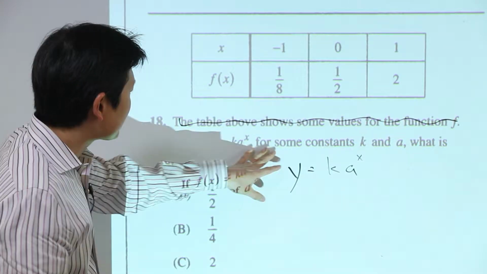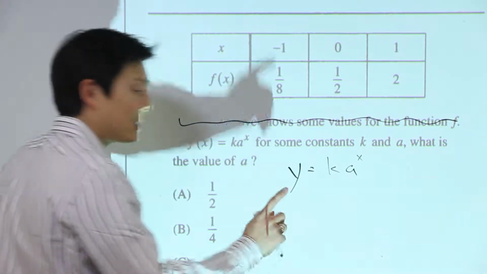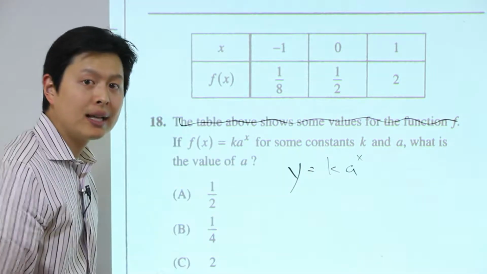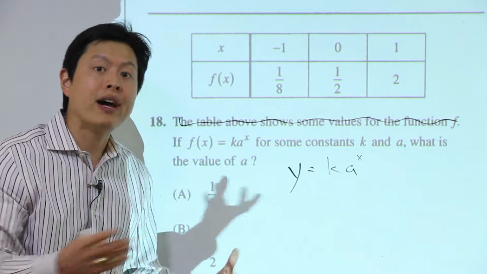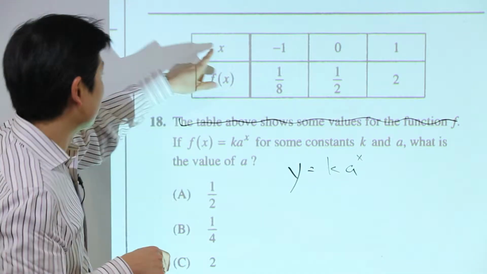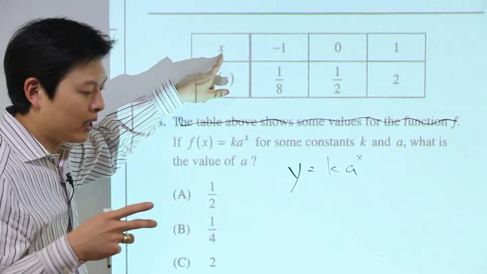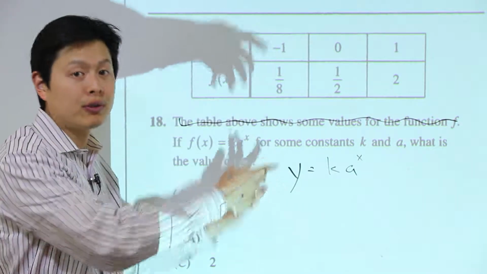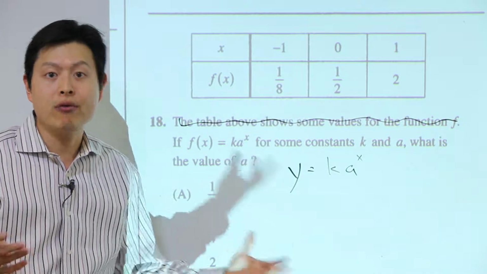If this is true for some constants k and a, so they tell us that k and a are both constants, as opposed to variables. Variables are letters like x, where it can take on many different values, right? A constant is a number like 2 or 5.